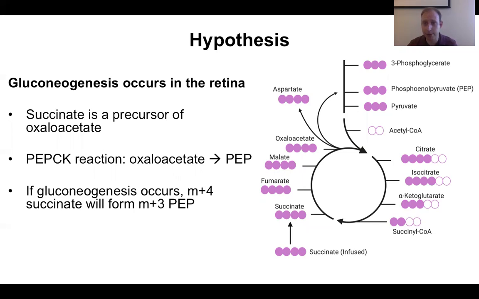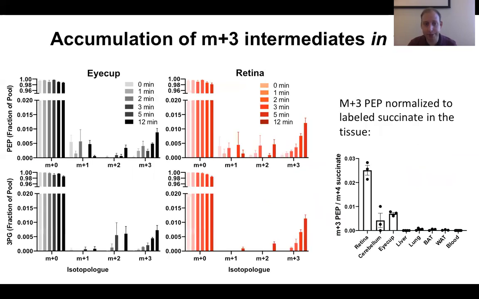And so these filled in purple circles represent fully labeled carbons that are initially on the infused succinate, make their way over to 4 fully labeled carbons on oxaloacetate, and then in the process of the PEPCK reaction, which turns oxaloacetate into PEP, it loses one of those labeled carbons, and so you'll see fully labeled PEP is actually M+3 labeled. And so our hypothesis is really that we're going to see, after we infuse labeled succinate, an increase over time in labeled phosphoenolpyruvate. That's indicative of gluconeogenesis happening.